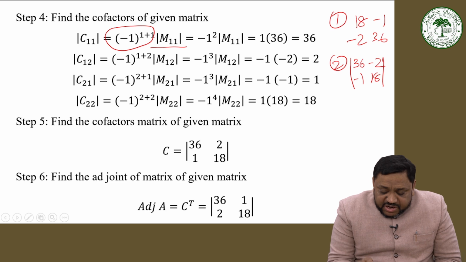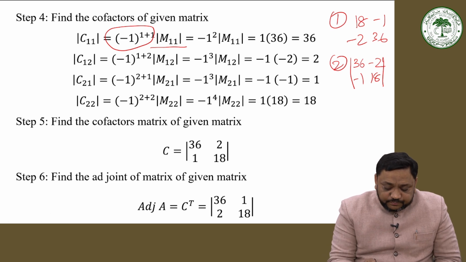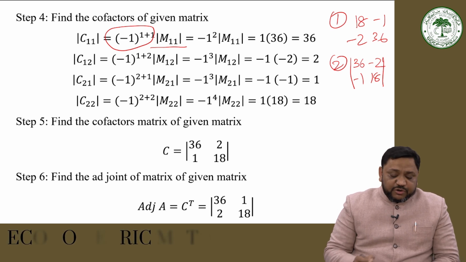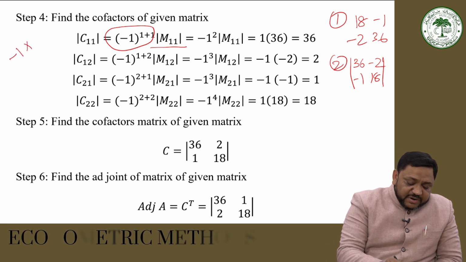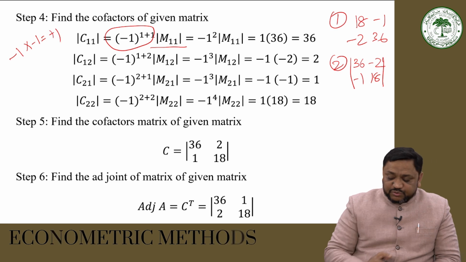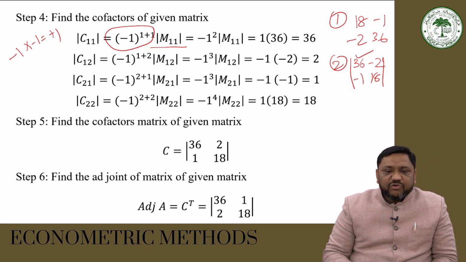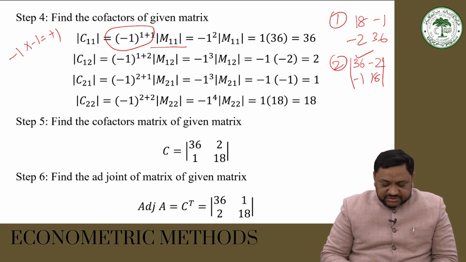If it is 1 1, then 1 plus 1 is 2. So minus 1 raised to the power 2: minus 1 multiplied by minus 1 becomes plus 1. So 36 retains whatever sign it has, plus.